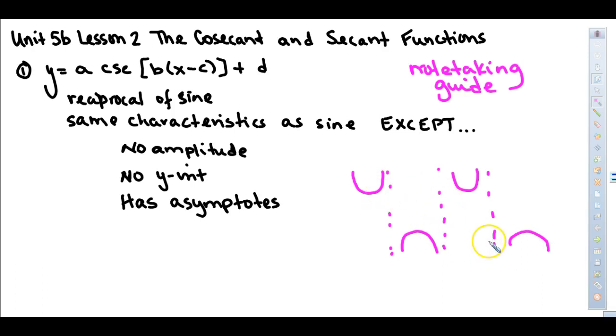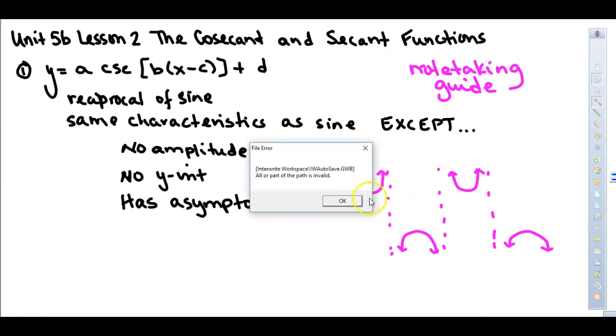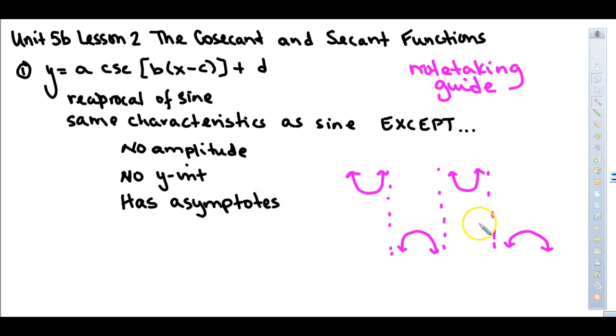So this is kind of what it looks like here, and as you can see, this is why you don't have an amplitude, because these little wings, these little branches of the graph, keep going up forever, so we don't have a maximum. These keep going down forever, so we don't have a minimum either. Remember when I told you in the first video that your amplitude is your max minus your min, divided by 2. We don't have a max and min, so you're not going to have an amplitude, okay? Remember, refer to your note-taking guide.